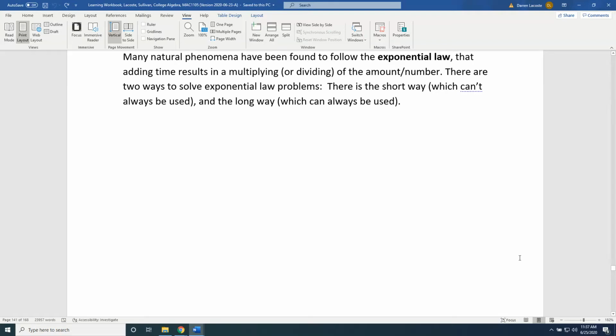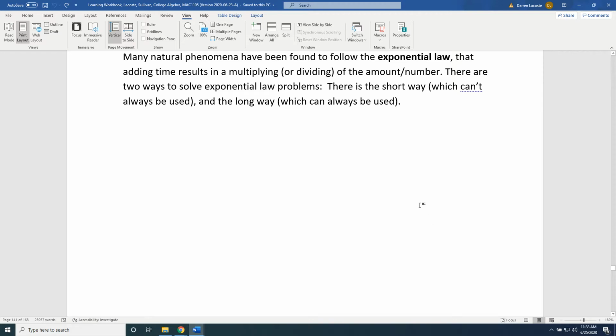The topic of this video is using patterns to solve exponential growth and decay problems. Many natural phenomena have been found to follow the exponential law that adding time results in a multiplying or dividing of the amount or number. There are two ways to solve exponential law problems. There is the short way, which can't always be used, and the long way, which can always be used. We will call the short way using patterns, and we will call the long way using the exponential law equation.